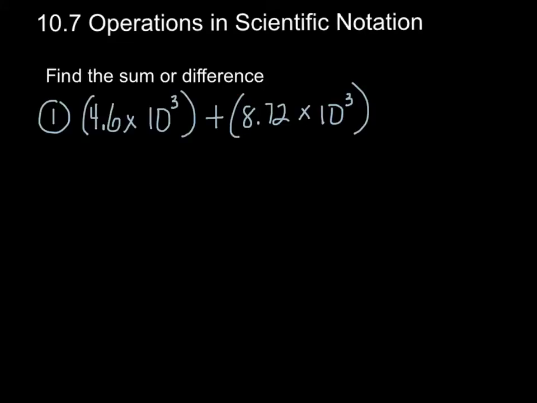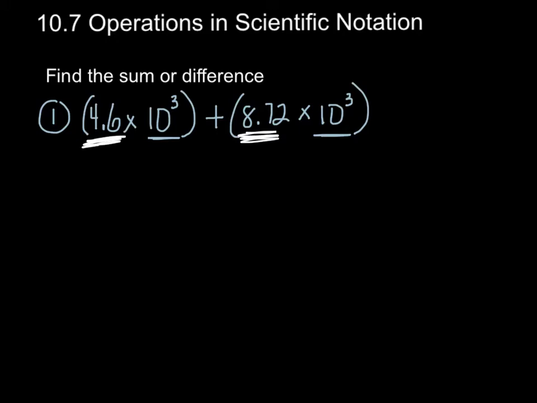So example number 1. We have the expression 4.6 times 10 to the third plus 8.72 times 10 to the third. We have to find the sum, so we add them together. Here's the easy part. The first thing you have to do, step 1, is look at your powers. Do you have the same power of 10? You do. Both of them are to the third power. If the powers are the same, all you do is add the factors.